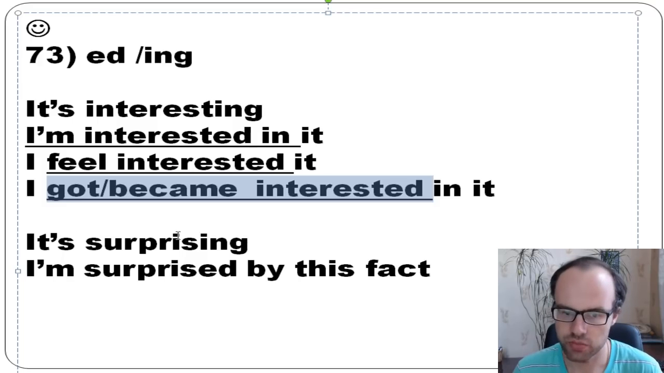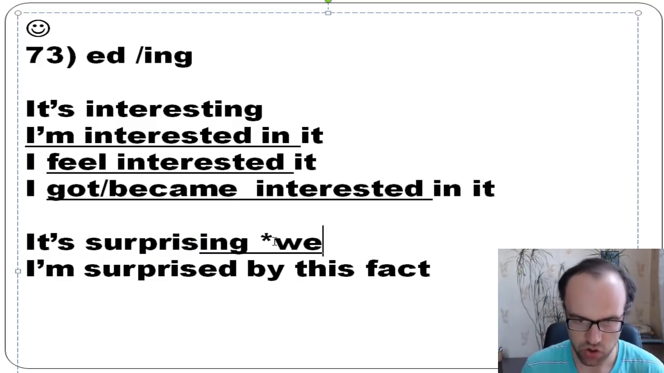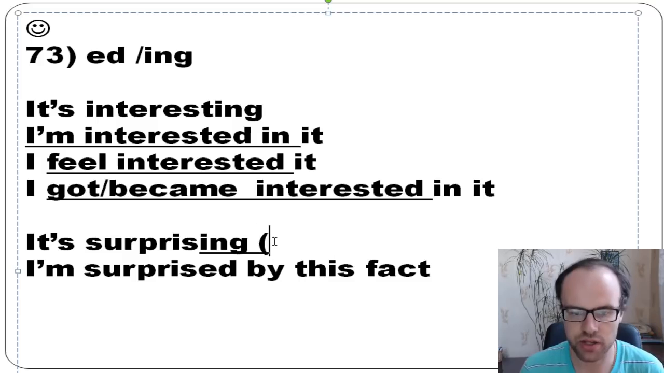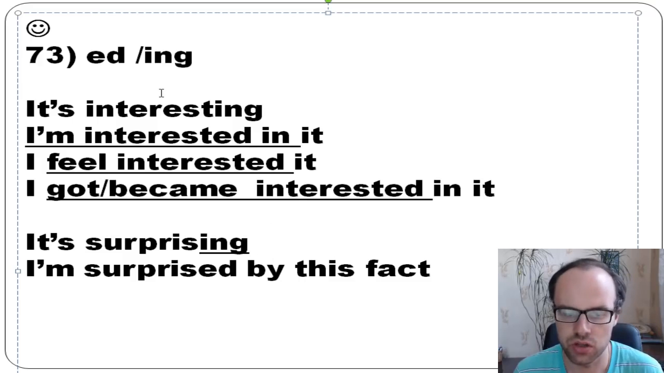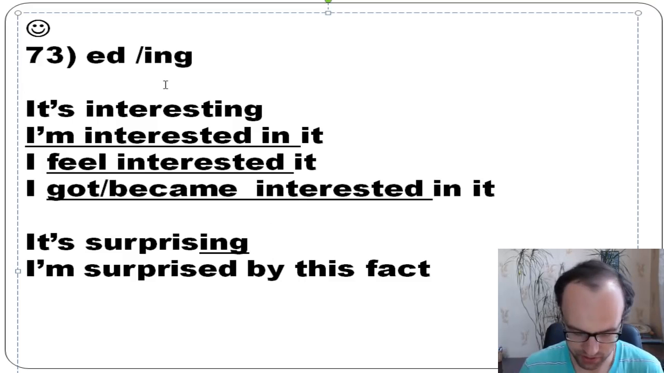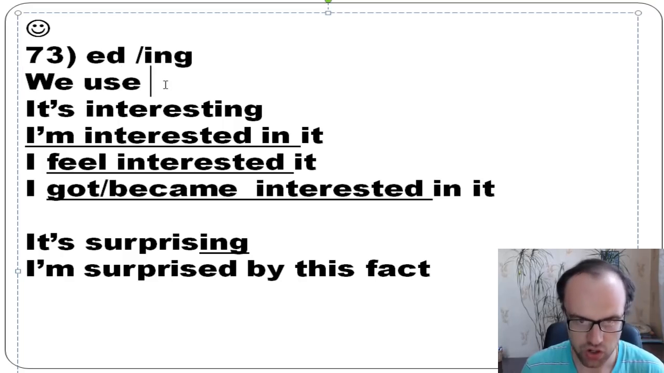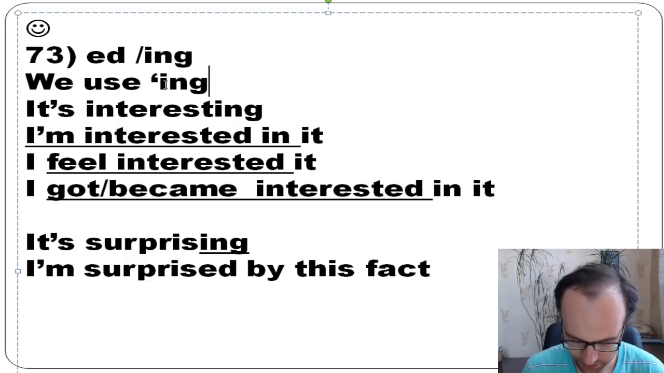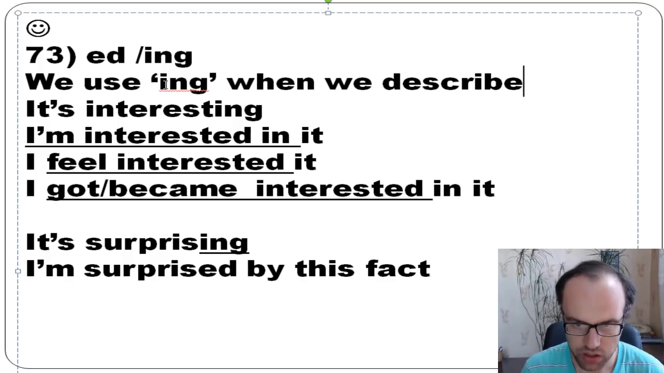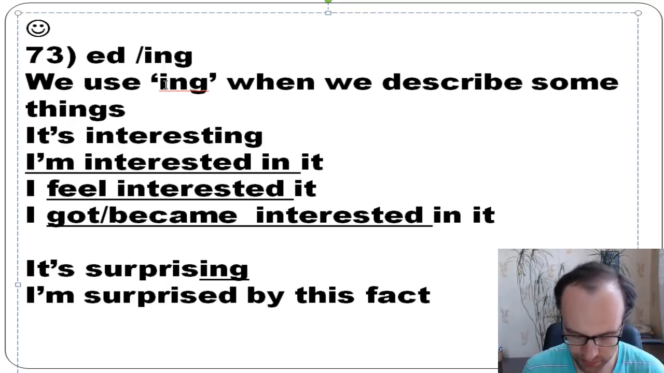Look, it's surprising. So we describe it. When we use it, we use -ing. We use -ing when we describe some things, and we use -ed.